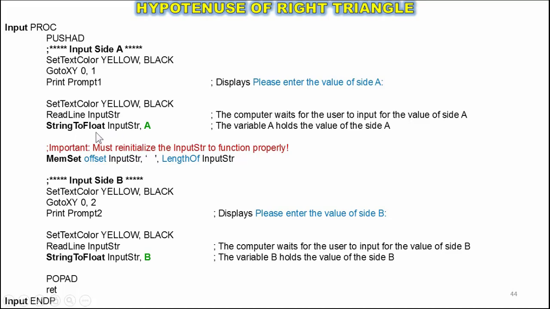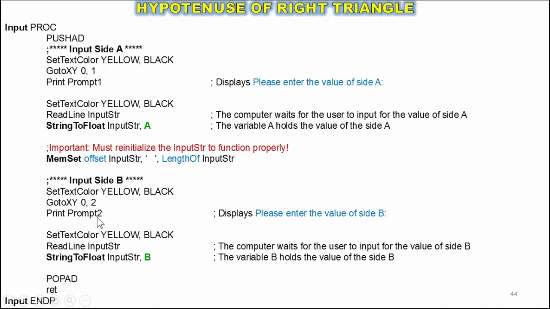The string to float will convert the string value entered into a float value, and it will be stored to the variable A, the value of the side A. It is important that we call the memset to reinitialize the input str so that the next input will function properly.